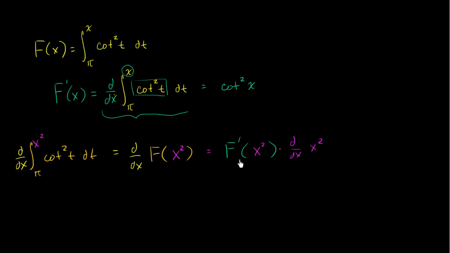So what's F prime of x squared, the derivative of F with respect to x squared? Well, if you evaluated F prime at x squared, instead of just being cotangent squared of x, it's going to be cotangent squared of x squared. So this business right over here is going to be cotangent squared of x squared. So this is the derivative of all of this business with respect to x squared. And then you have to multiply that times the derivative of x squared with respect to x, which is just 2x. So there you have it. The derivative of all this craziness is equal to 2x cotangent squared of x squared.